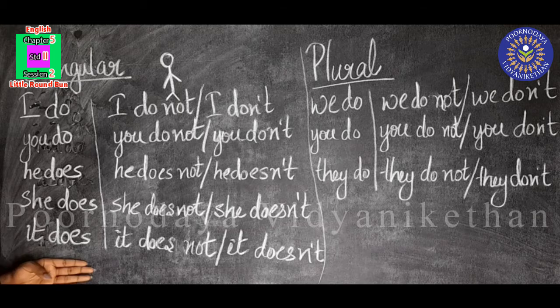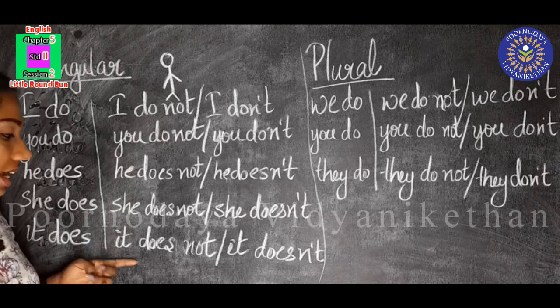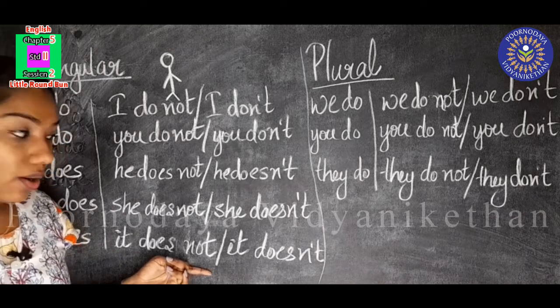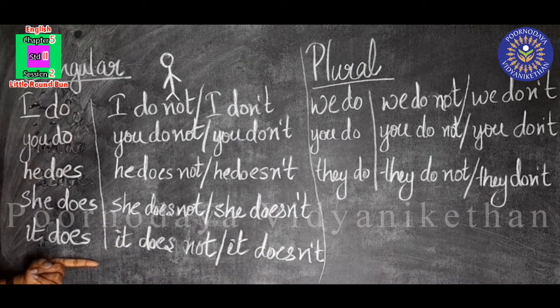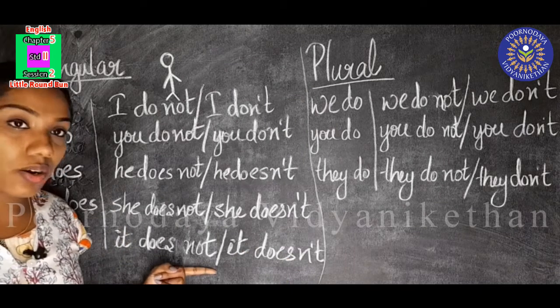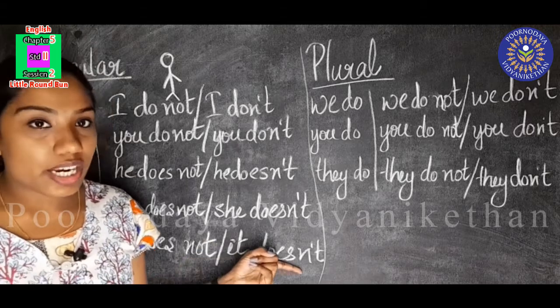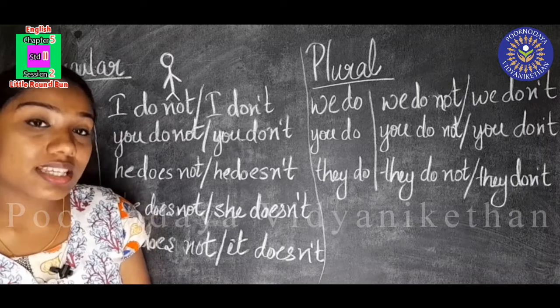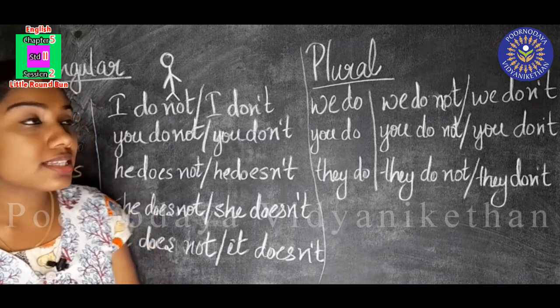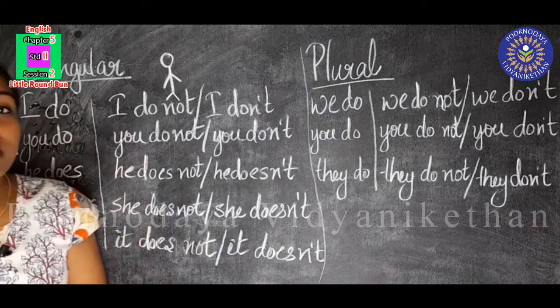Now, when we speak about an animal or a thing, it does. It does not or it doesn't. Did you understand? So we have learned simple present tense.